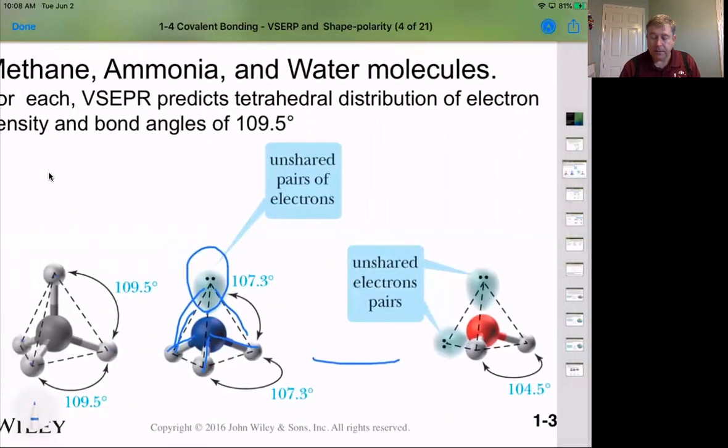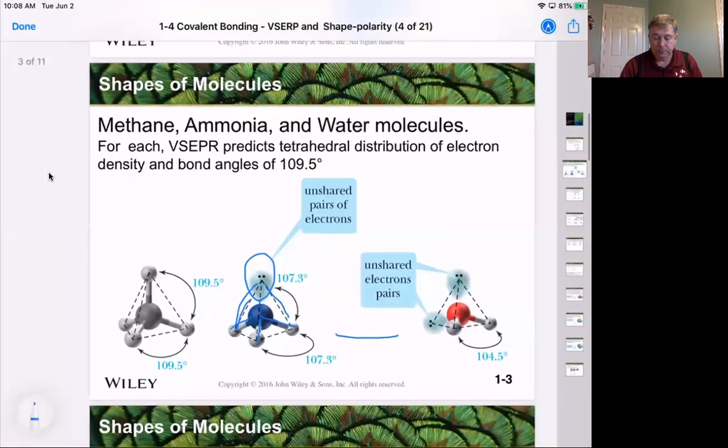We see the same thing when we look at water. Again, water has those 4 different electronic spaces, but it only has 2 bonds. And so the unpaired electrons actually push a little bit harder. Remember, we went from 109.5 to 107.3 with just 1 lone pair. Now it's down to 104.5 with 2 lone pairs, okay? So the electrons in those lone pairs actually help us derive what the molecular structure is, okay?